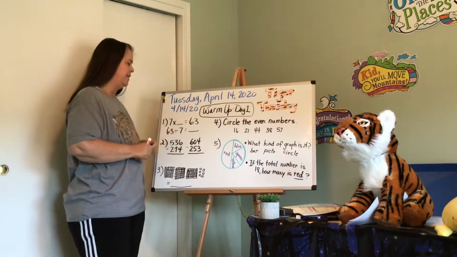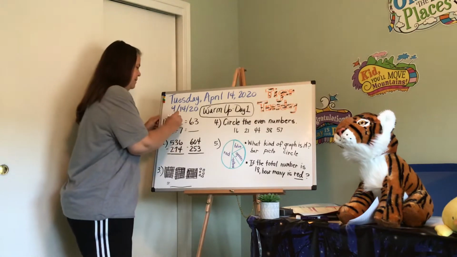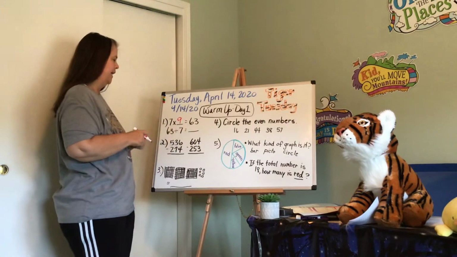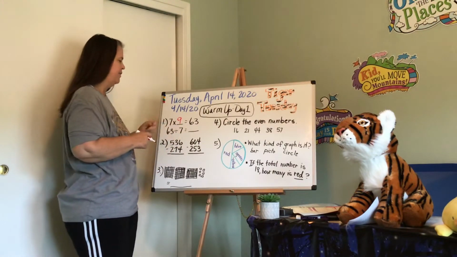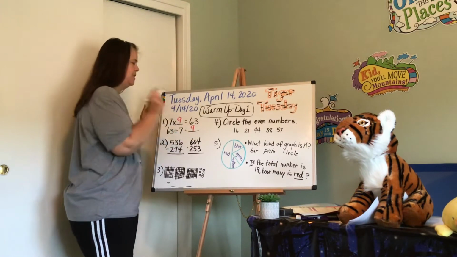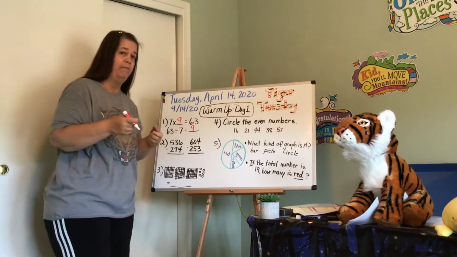7 times what is 63? Did you write 9? If you did, you're correct. Look at the fact family. I have 63, I have 7, so what's missing? That's right, 9. If 7 times 9 is 63, then 63 divided by 7 is 9, right?